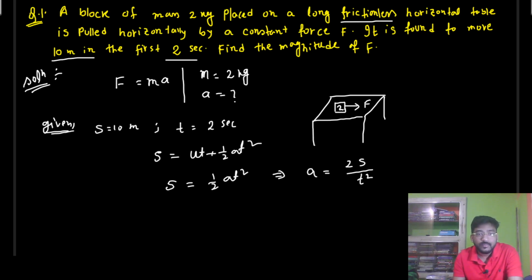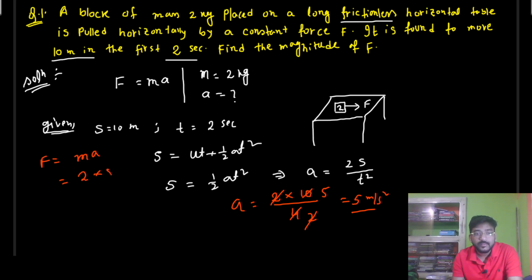What is s here? So a we can write as 2 into s, which is 10, divided by 4, because t square will be 4. So 2 will cancel out and it will be 5. So acceleration will be 5 meter per second square. Then force is equal to mass into acceleration. Mass is 2 kg and acceleration is 5, so it will be 10 newton. So this will be the force.